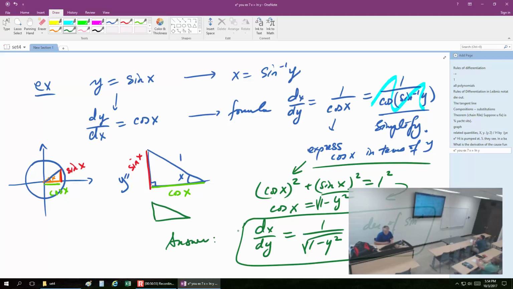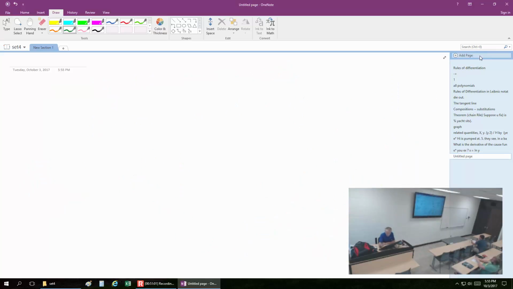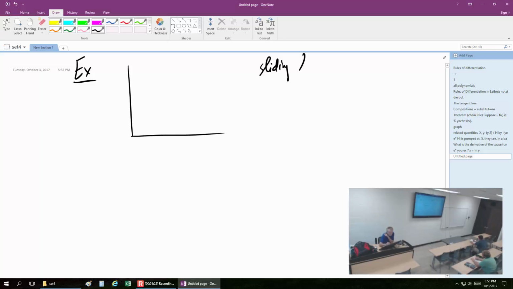Okay, so let's do one more problem on related rates. And this one is kind of fun. You may have seen this problem. Sometimes it's asked in a physics class. A sliding ladder. Have you seen this problem ever? A ladder is leaning against the wall, and then it is sliding.